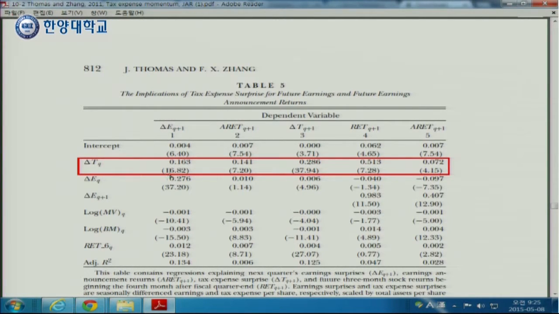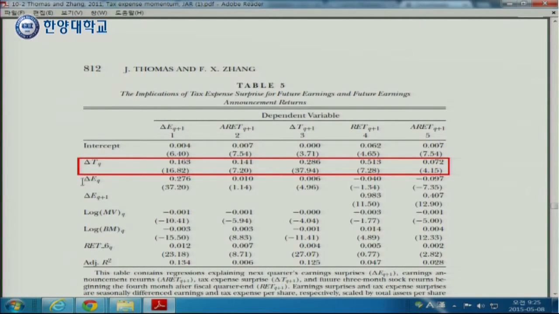This number in parenthesis is called the t-value, and as I explained, if the t-value is greater than 2, we usually regard it as statistically significant. It is 16.82, almost 17, so it is very, very strong. It is significant at like 0%. With 0% probability, we can reject the hypothesis that this one is insignificant. Okay.